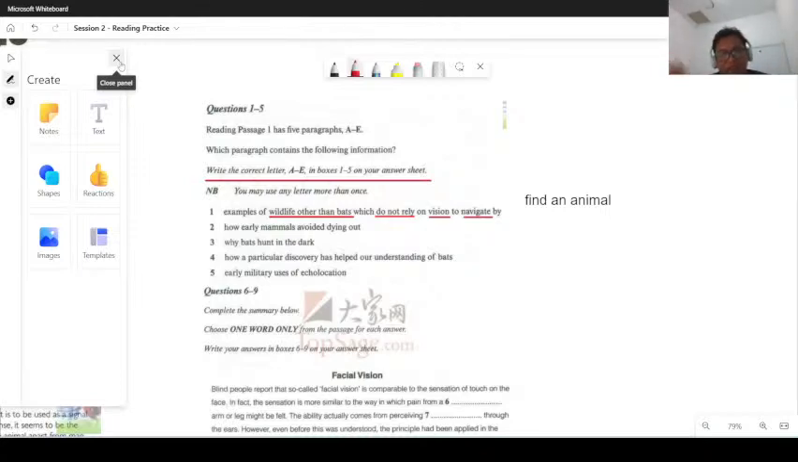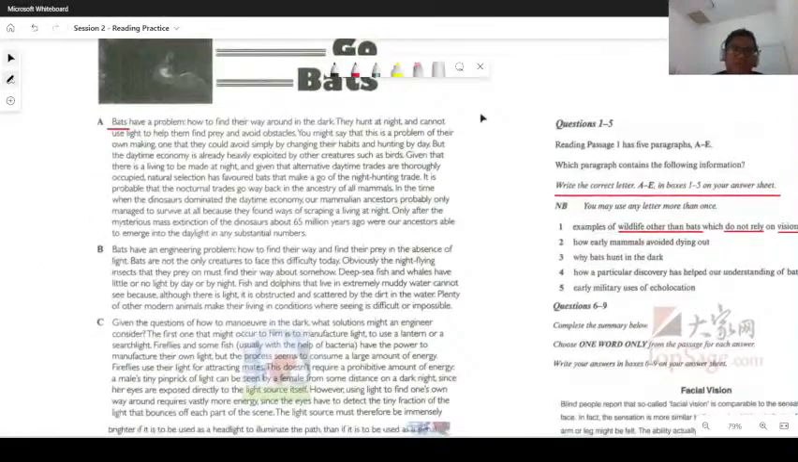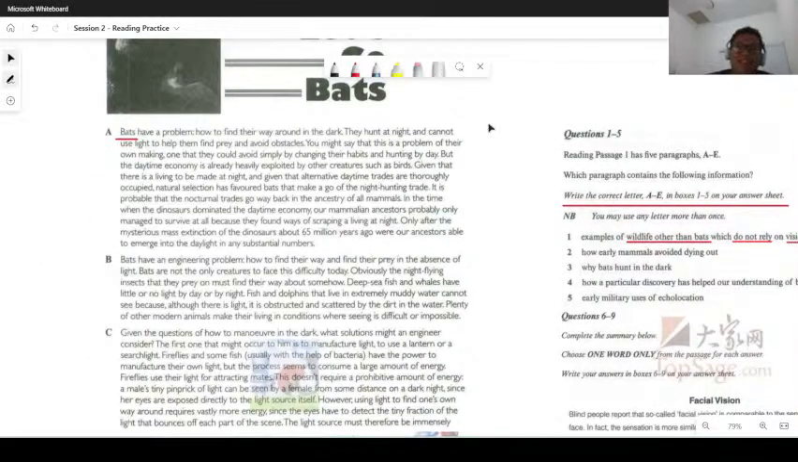So we've highlighted the keywords: find an animal, do not rely, vision, navigate. Now let's take a look at the paragraphs themselves. What you want to do is find the paragraph that contains all of those keywords. So you will find a name of another animal, you will find a word or a phrase in one form or another that means do not rely or independent. You will find vision as well, or navigate. Now, all you need to do is basically find at least three of them. Usually, automatically, you'll find the fourth if you find all three.